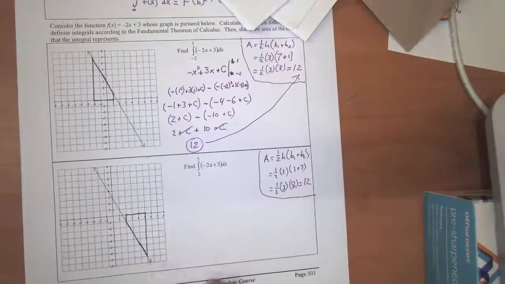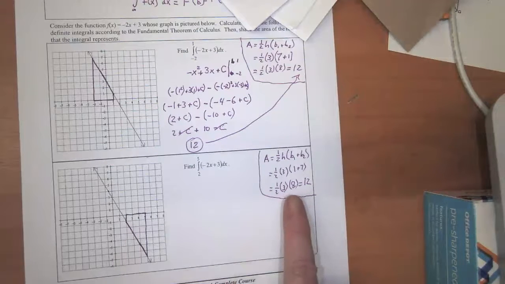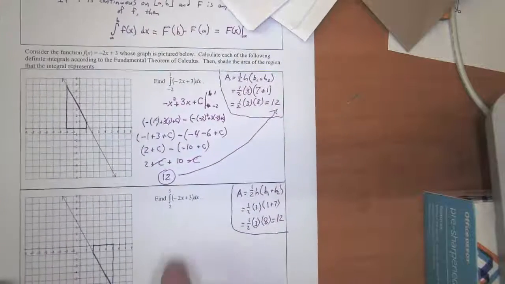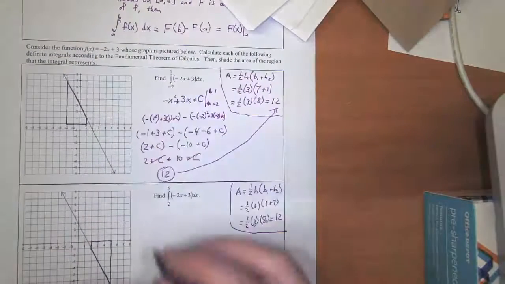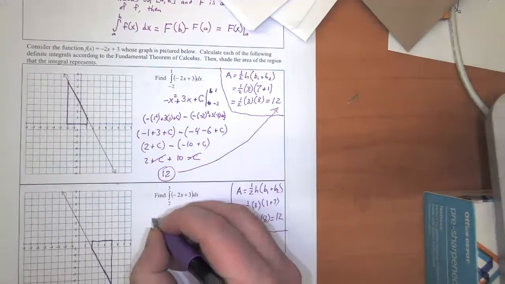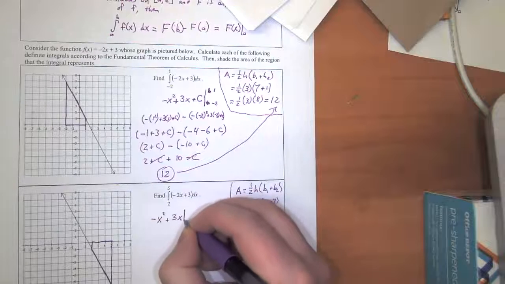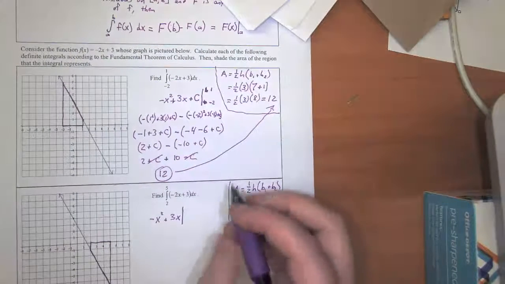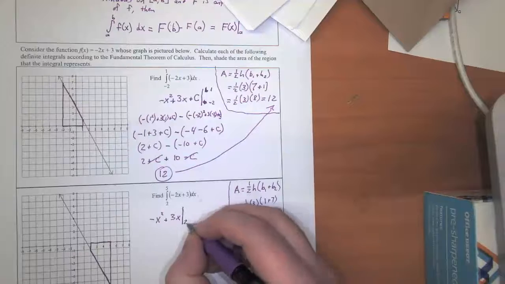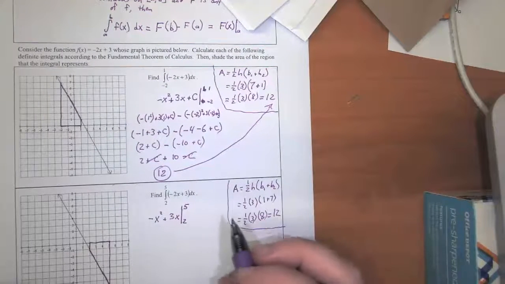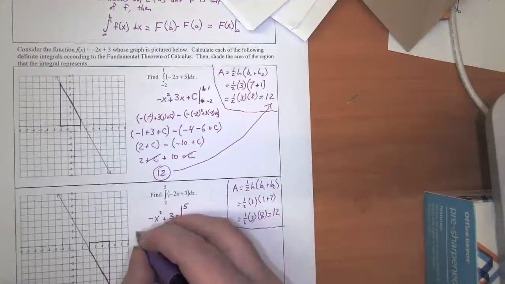All right, I've filled in the first part already. This is going to be a trapezoid again, and I've calculated the area of the trapezoid as 12, just like we did in the last problem. This is the same function we used before, so it's going to have the same antiderivative: negative x squared plus 3x. I'm not going to bother with the constant term because we never do. I just wanted to do it that one time to demonstrate that it shouldn't matter which antiderivative you use.